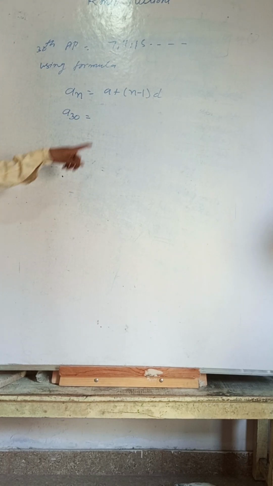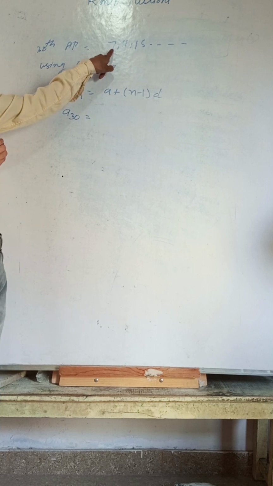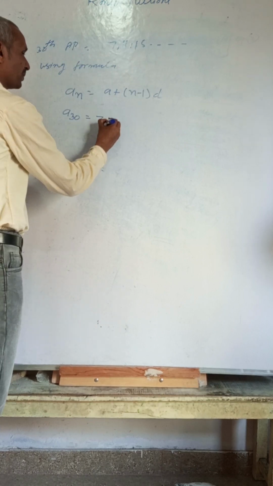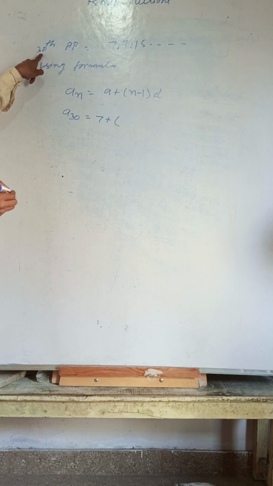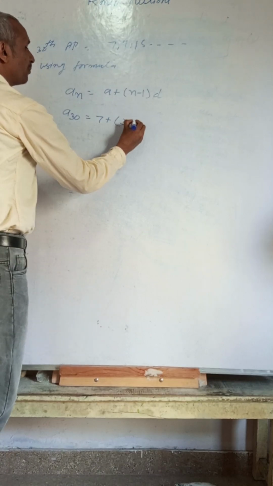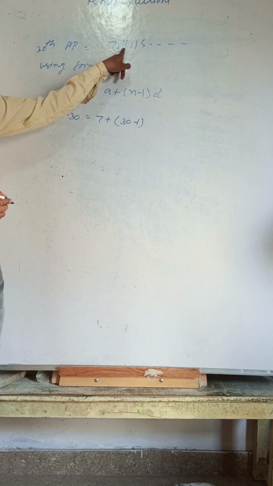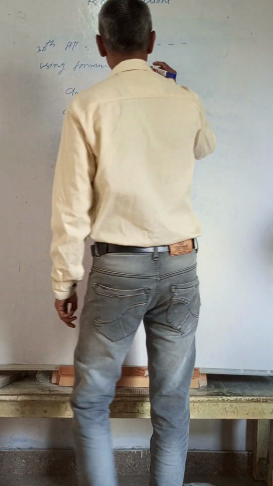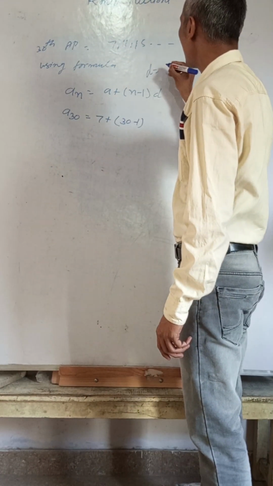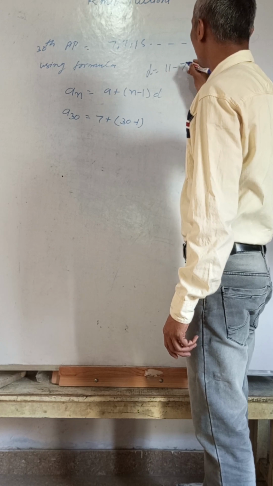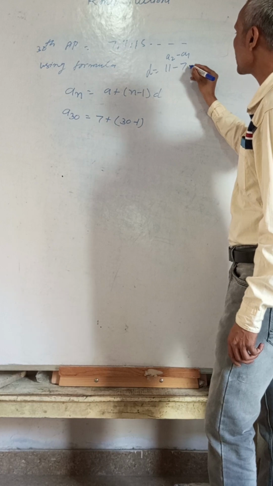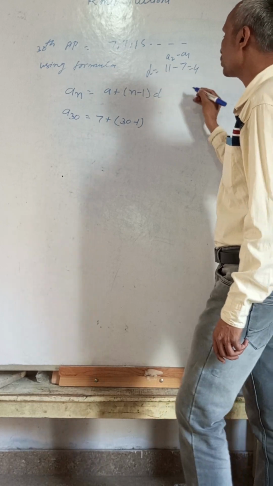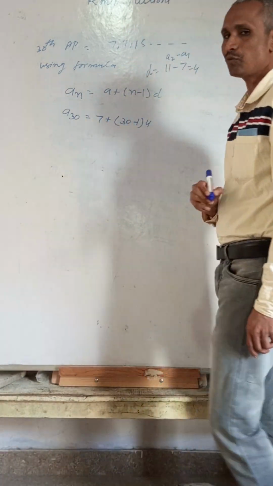a30 is equal to a, the first term, which is 7, plus (n minus 1), and the 30th term is asked, so 30 minus 1, times d. What is the common difference? d is equal to 11 minus 7. You can write a2 minus a1 is equal to d. So 11 minus 7 is 4, so d is equal to 4.